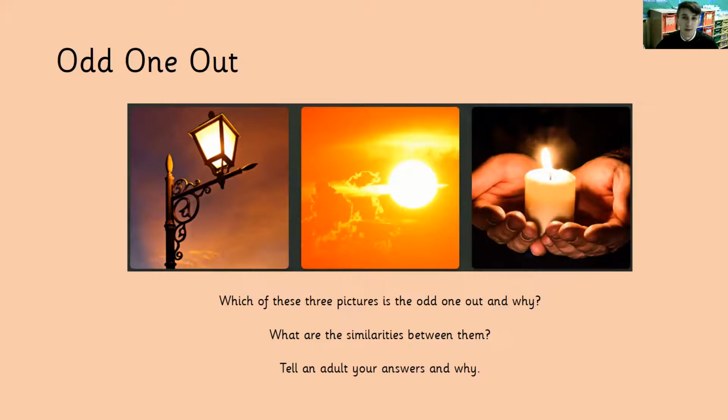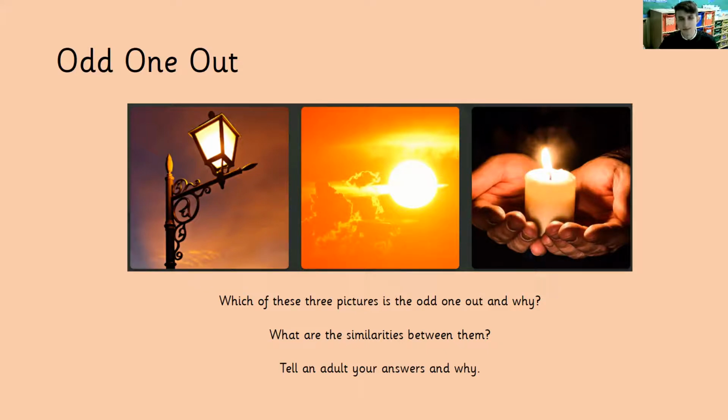You might have noticed the similarity between them all. What's the similarity between them all? Have a think. 3, 2, 1. They all produce light. They're all light sources. The street lamp makes light, the sun produces light, and the candle produces light.